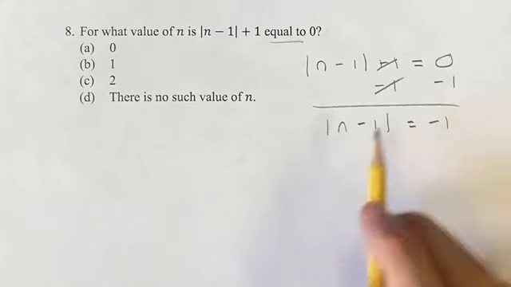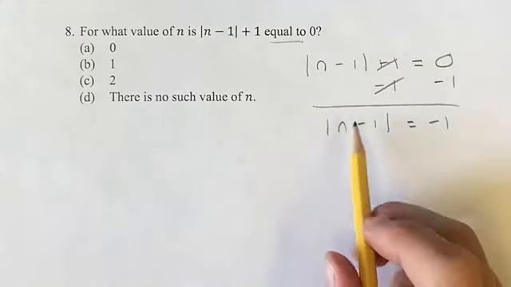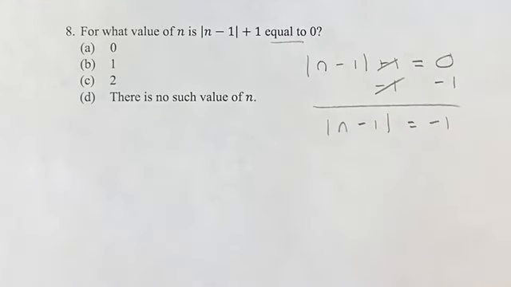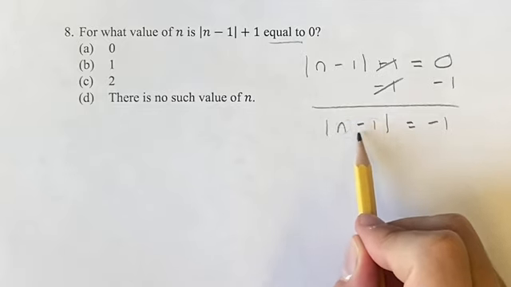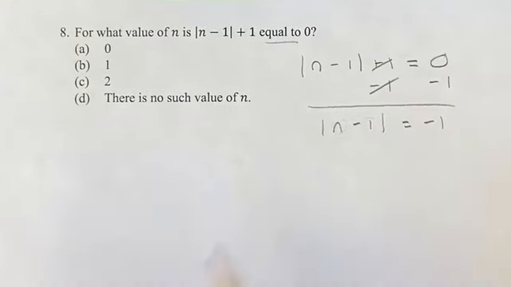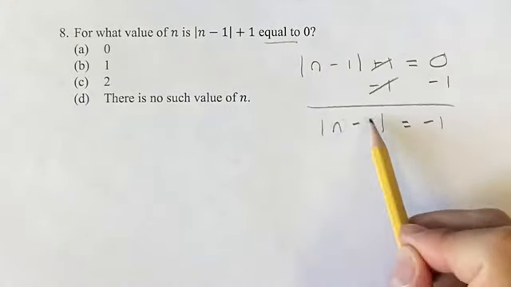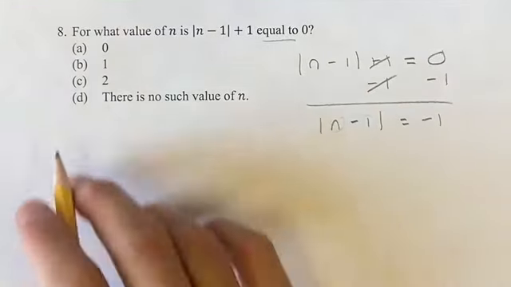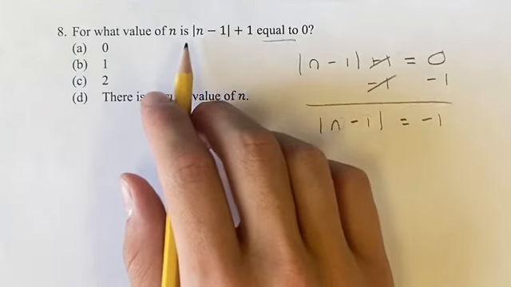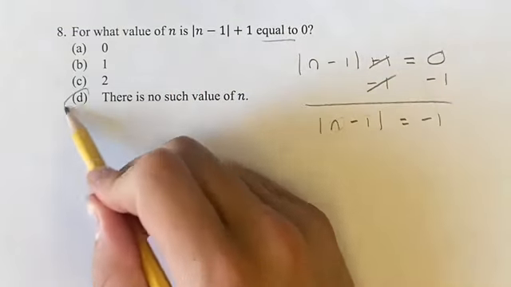And before we go and solve this, we have to realize something. The absolute value of something is equal to a negative number. Now, it doesn't matter what you put in here. It doesn't matter any value of n minus 1. Any number that comes out in here, its absolute value is always going to be 0 or greater than 0. It can never equal negative 1. So for what value of n is the absolute value of n minus 1, plus 1, equal to 0? There is no such value of n.